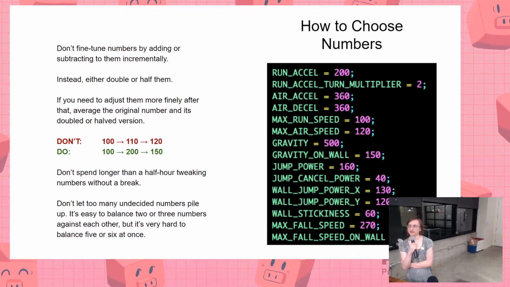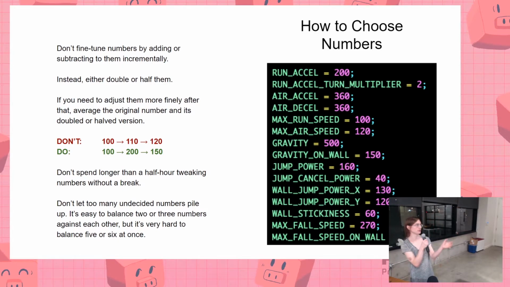I think the biggest trick I've learned is to not fine-tune numbers by adding or subtracting to them incrementally, because you kind of just get tunnel vision and you can't really tell the difference. So instead of doing that, I would recommend that if there's a number you're not sure about, just either halve it or double it. And then how it's changed will be immediately apparent.